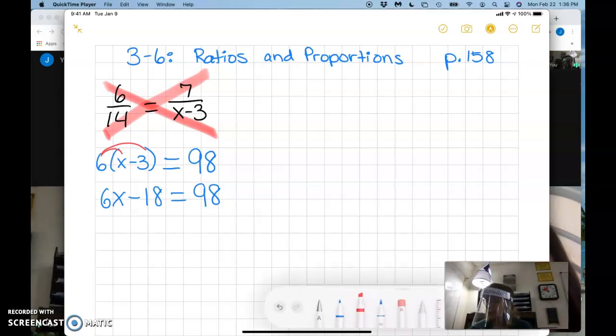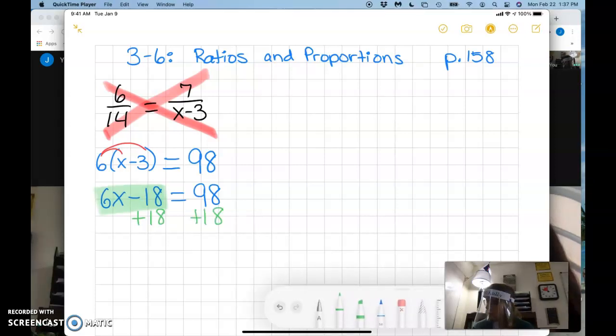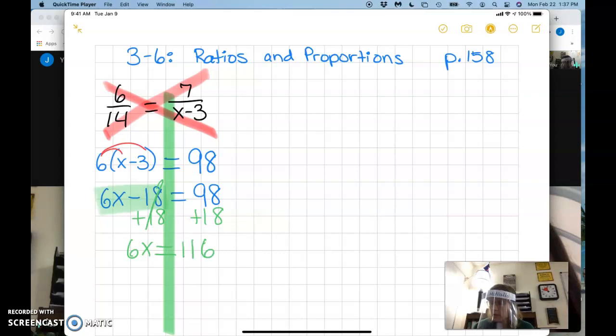So now I have to look at the variable and do the opposite. Remember, step 1, add or subtract first. So what will I do? Plus 18. I'm going to do the opposite of minus 18. I'm going to plus 18 to both sides. And so we're going to bring down the 6x, and 98 plus 18, 116.